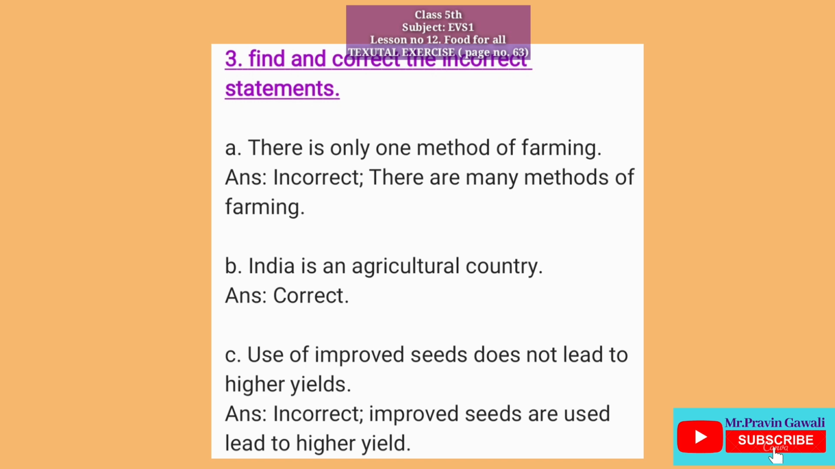Question number 3. Find and correct incorrect statements. A. There is only one method of farming. The answer is it's an incorrect statement. The correct statement is there are many methods of farming. B. India is an agriculture country. The answer is correct. C. Use of improved seeds does not lead to higher yields. The answer is it's an incorrect sentence. The correct statement is that improved seeds are used to lead to higher yields.